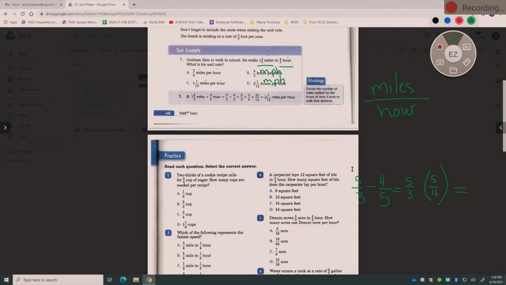And that's just straight across, right? 5 times 5 is 25 over 3 times 4 is 12. 25 over 12. But that's not one of my answers, right? They take this improper fraction and they turn it back into a mixed number. I can do that. My whole number is how many times 12 goes into 25. Well, 12 goes into 25 2 times. That's 24. My denominator stays the same, and my numerator is the difference between 24 and 25, which is 1. So my answer is D.